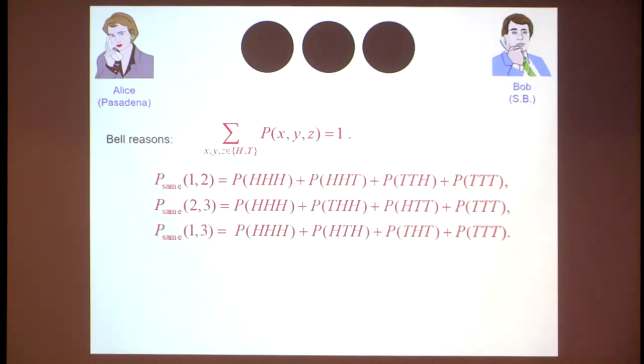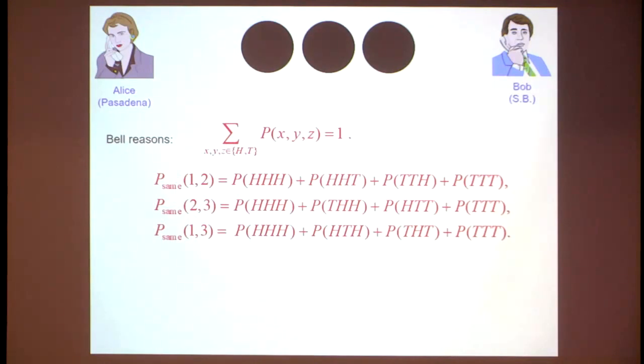And so Bell goes on and he says, well, look, I can tell you what the probability is if you uncover coins 1 and 2. The way you do it is Bob uncovers 2 in Santa Barbara and Alice uncovers 1 in Pasadena, because I just have to sum up the probabilities for all the cases where you see the same, either both heads or both tails, when you uncover coins 1 and coin 2.